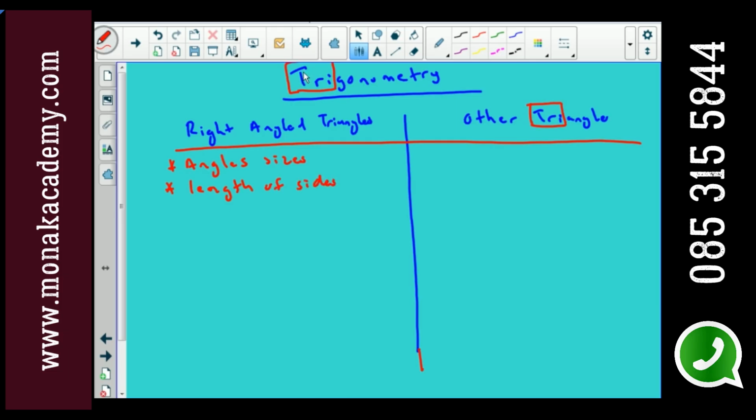Because a triangle just has two things. A triangle is a two-dimensional shape. It is the sides and it is the angles. That's it. So that's what you will be simply doing all along. It doesn't matter whether we are doing right angle triangles or non-right angle triangles. You're simply going to be doing the same thing: calculating angles and length of sides.